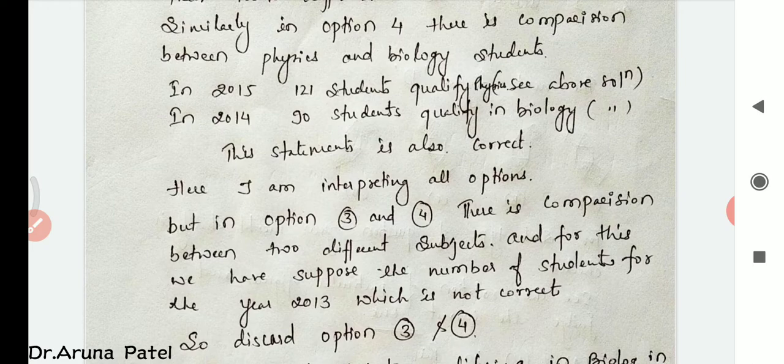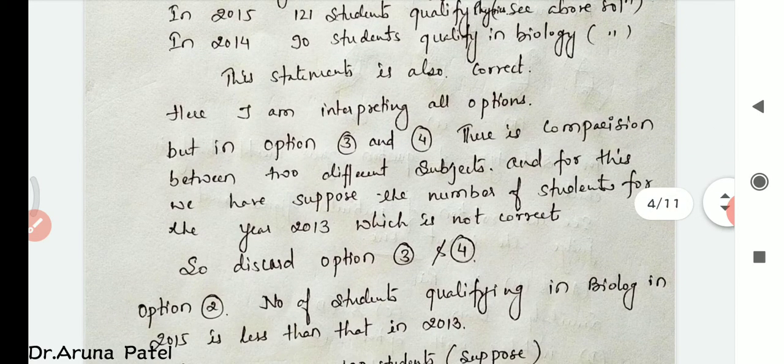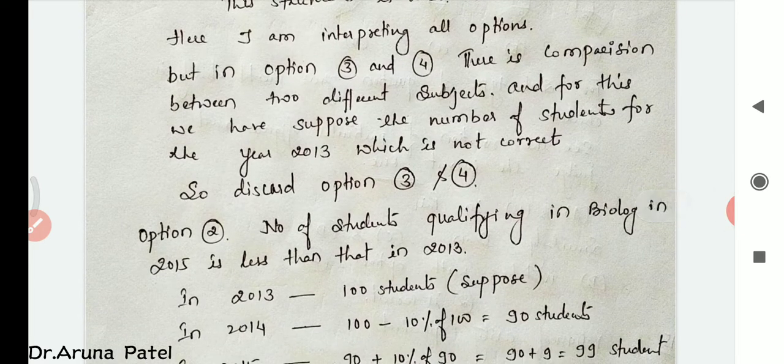So for this, suppose the number of students for the year 2013 is equal to 100, which is not correct. So discard options 3 and 4. Option 2: the number of students qualifying in biology in 2015 is less than that in 2013.